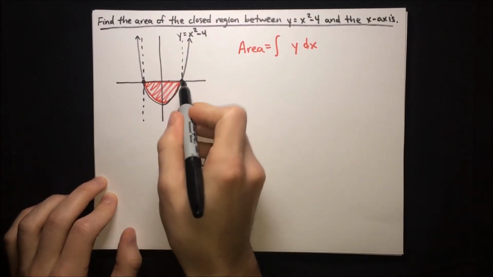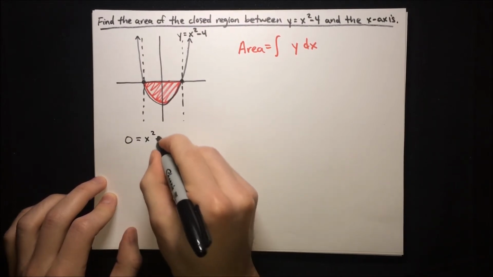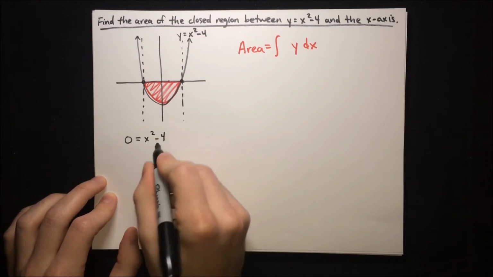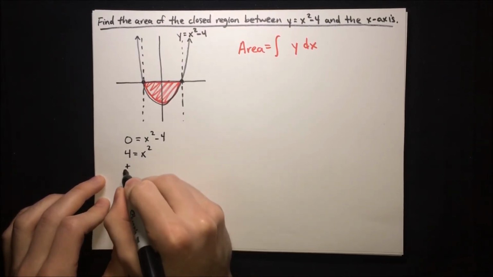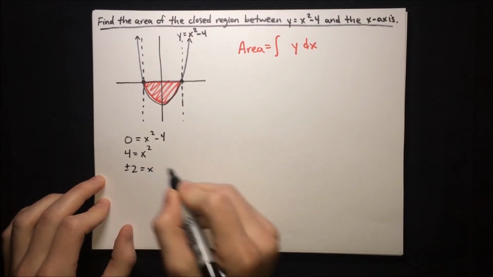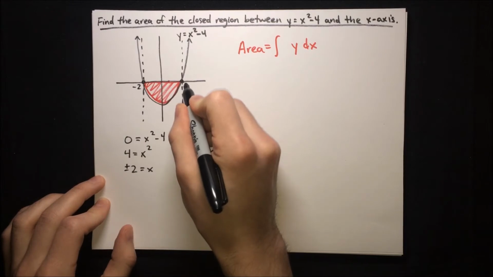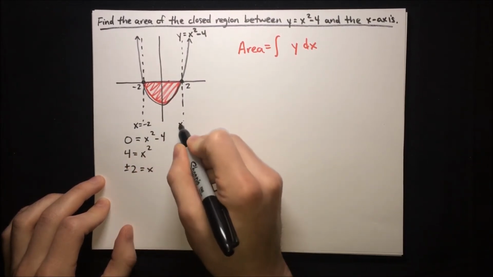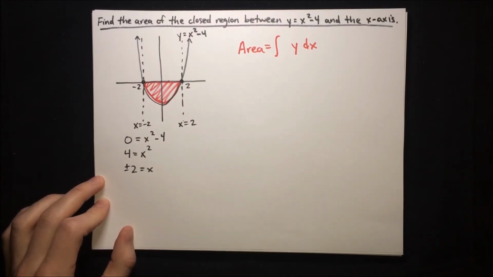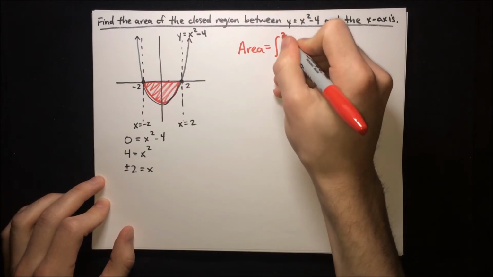We can find the x-intercepts by setting y equal to 0. So 0 equals x squared minus 4, and then we can just add 4 to both sides. 4 equals x squared, so plus or minus 2 equals x. Great, so this intercept is -2, and this intercept is 2. So we're really going from x equals -2 to x equals 2. And we can go ahead and fill that in our bounds here from -2 to 2.